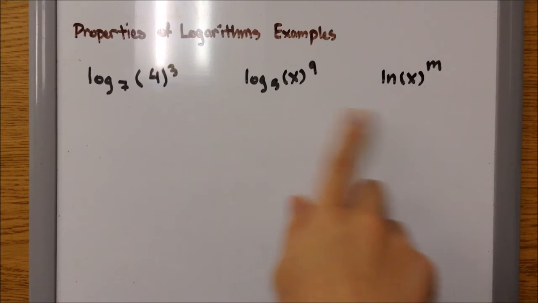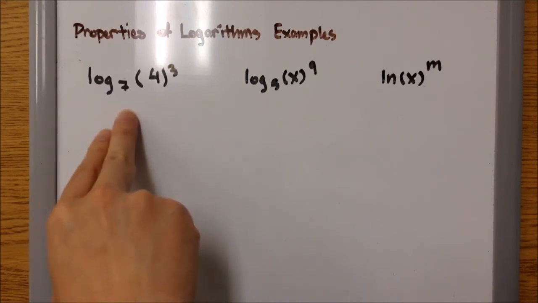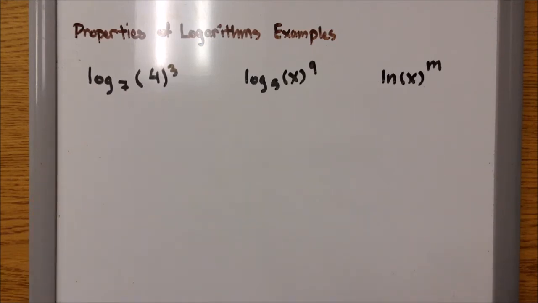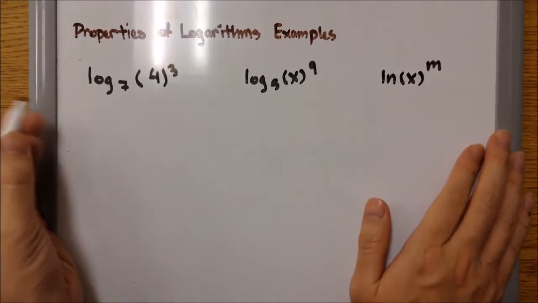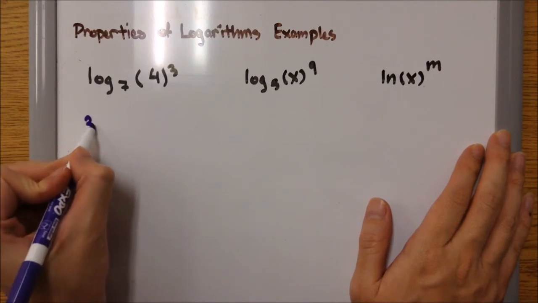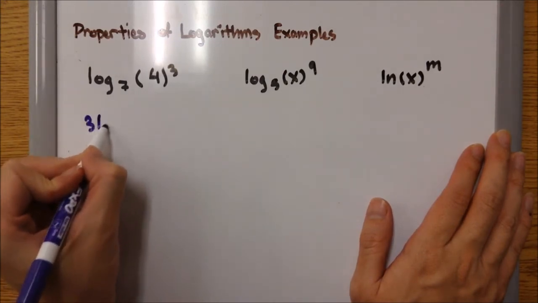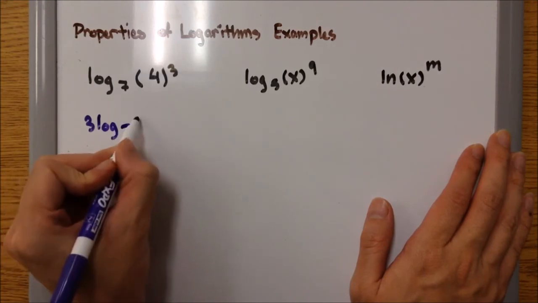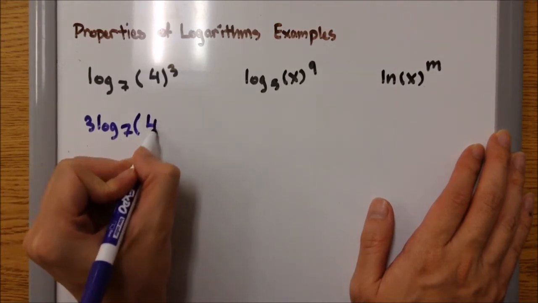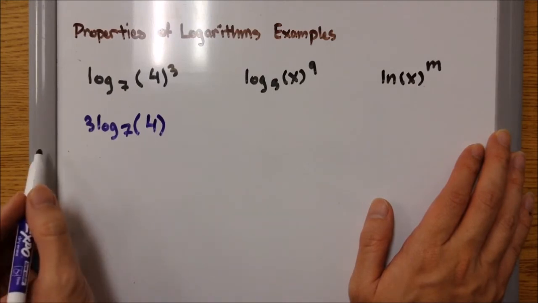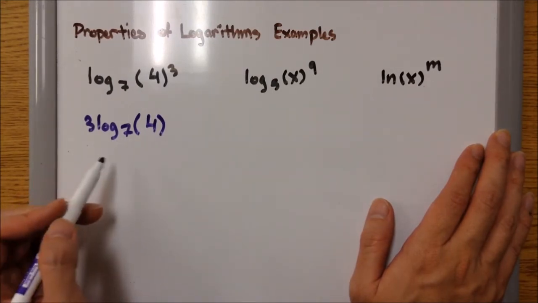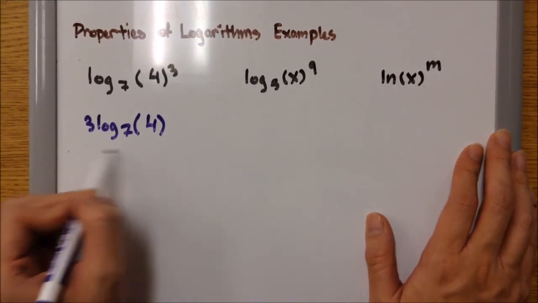Alright, here we have 3 examples and they all have exponents, so that means we're going to use the power property. In example 9, we have log base 7 of 4 to the third. If we rewrite it in a different form, we can write it as 3 times log base 7 of 4. So that's all we can do: 3 log base 7 of 4. And again, the reverse order works the same.